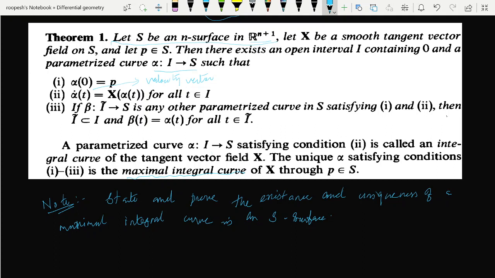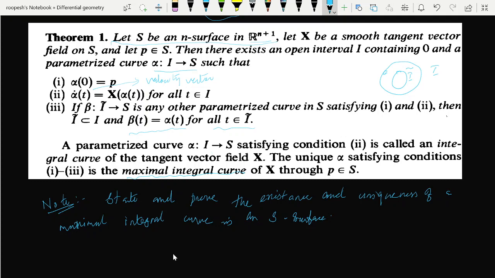Second, if beta from I tilde to S is any other parameterized curve in S satisfying conditions 1 and 2, then I tilde is contained in I, or we can say that beta of t equals alpha of t for all t belonging to I tilde. That means this is your I and this is your I tilde. When you have a beta, it should be a restriction of alpha, nothing else.